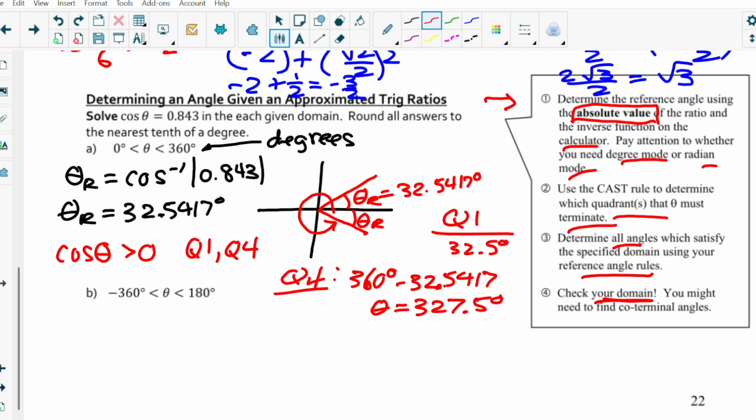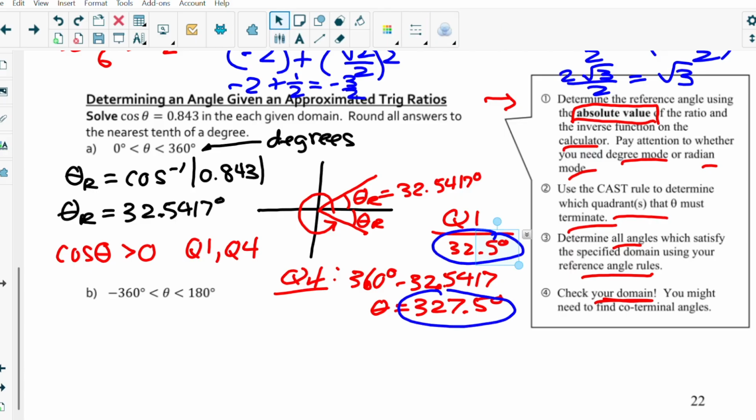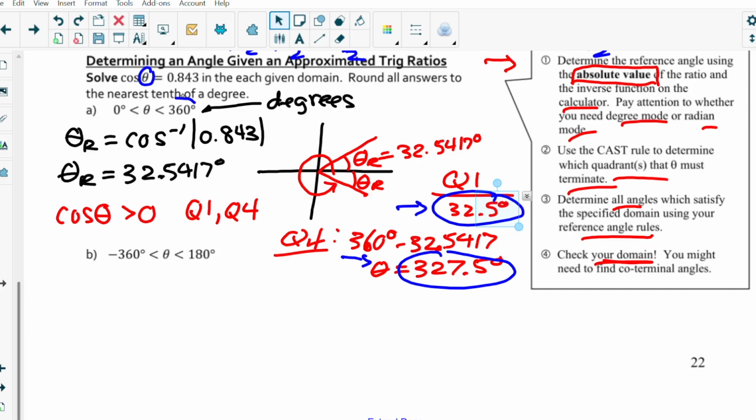So your solutions are two of them actually, solving for theta. So we're determining an angle. Essentially we're solving a trigonometric equation, a very basic one. Okay, so theta can equal 32.5 degrees or 327.5 degrees. And to make sure, is it within the domain? Yes, it is. Okay, let's do another example.